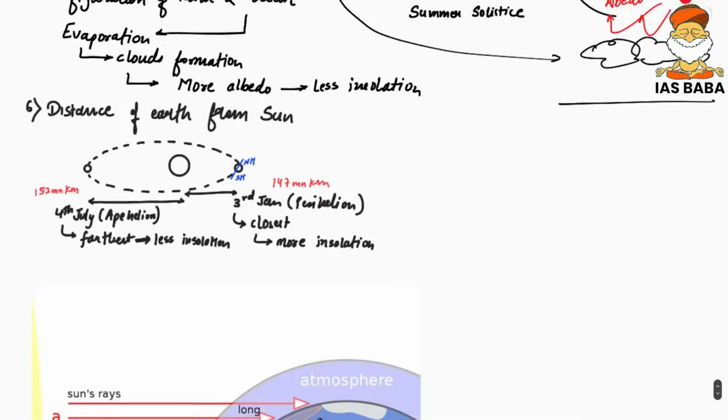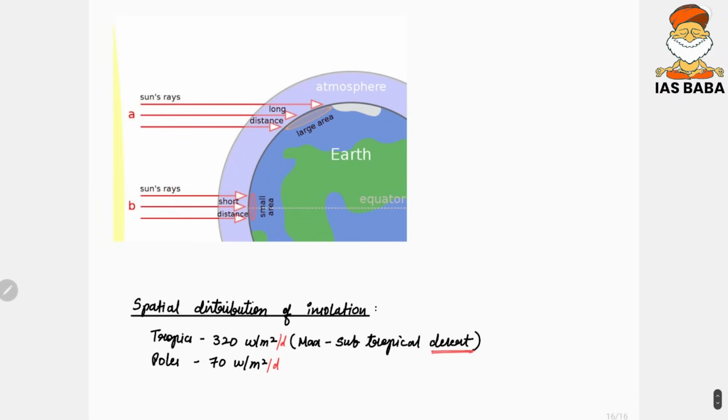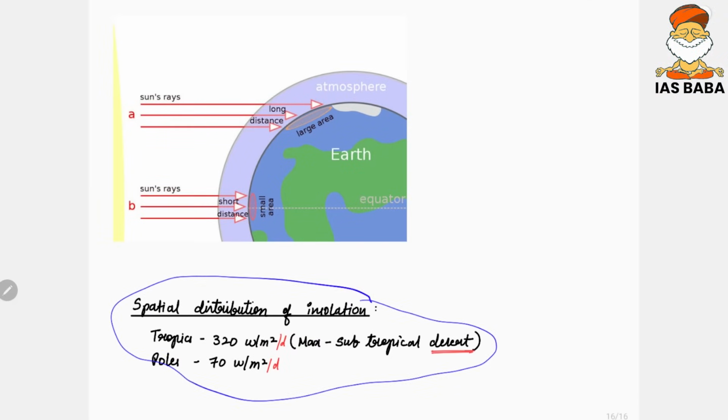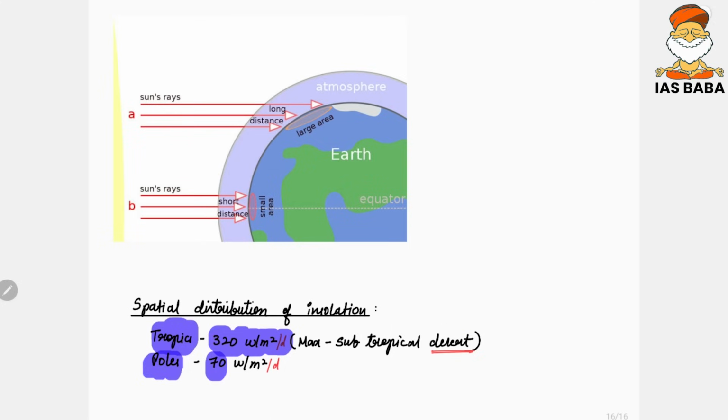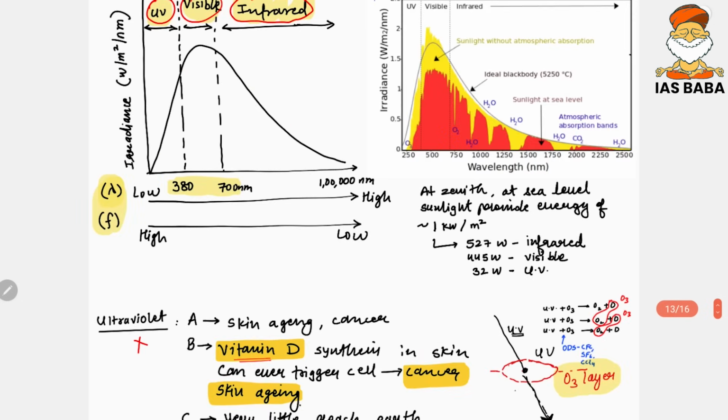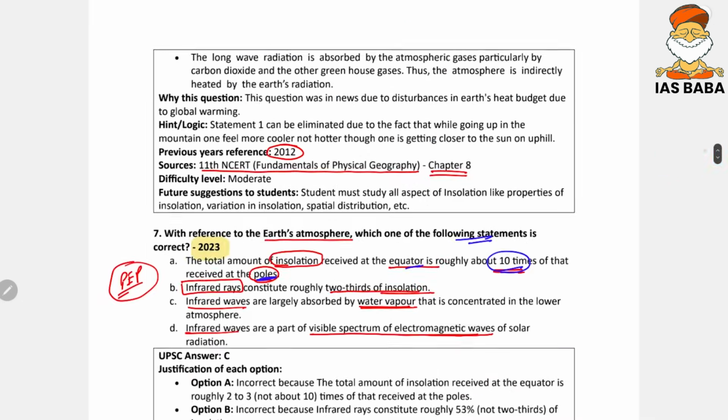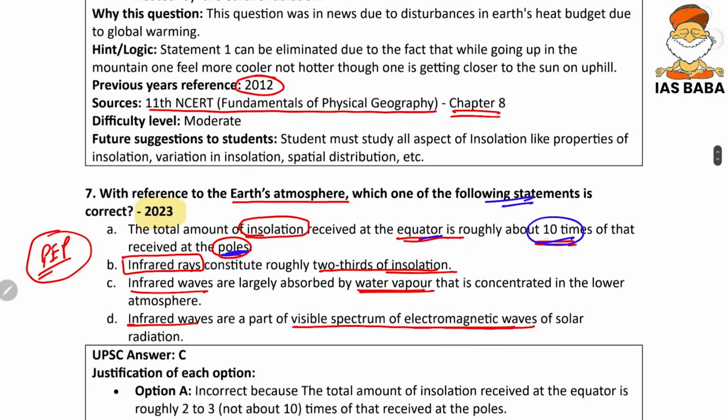So if we look into some facts, the spatial distribution of insolation: at the tropics we receive 320 watt per meter square per day of sunlight or insolation, and at the poles it is merely 70 watts per meter square per day. So in comparison, it is going to be 4 to 5 times, right? And here in this question it says the total amount of insolation received at the equator is roughly 10 times that received at the poles. No, it is 4 to 5 times.